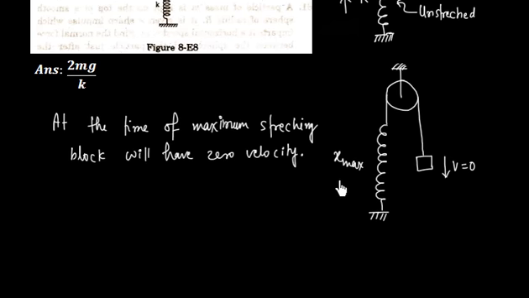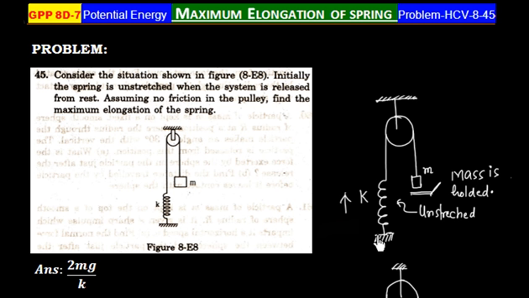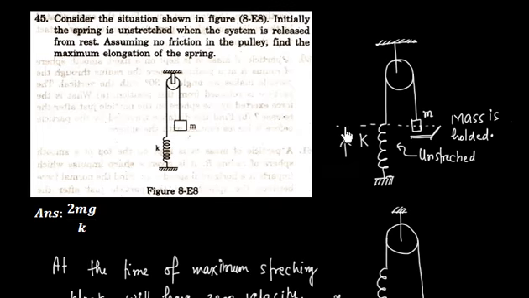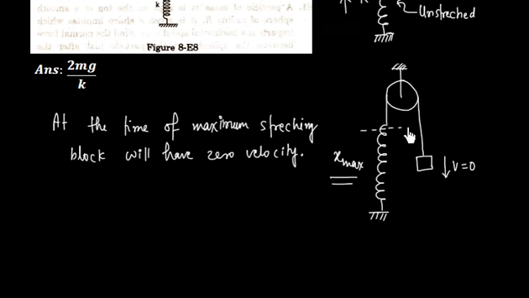Now we can solve this for x max by applying energy conservation. So let us say initially this is the reference point. So this is the reference line. Now from the reference, this mass has fallen by a distance of x max, because whatever length of this spring is stretched, the mass will go down by that much.